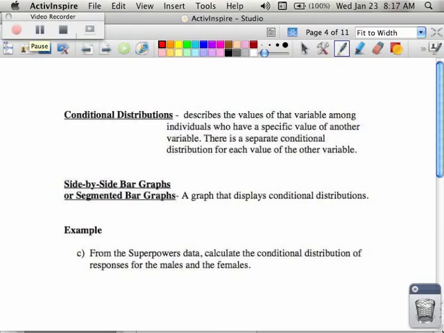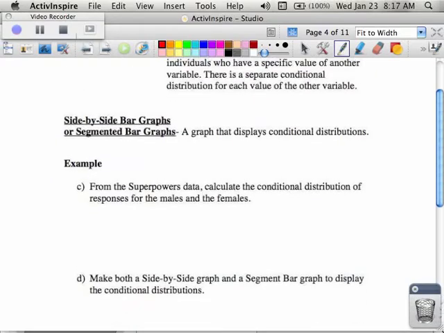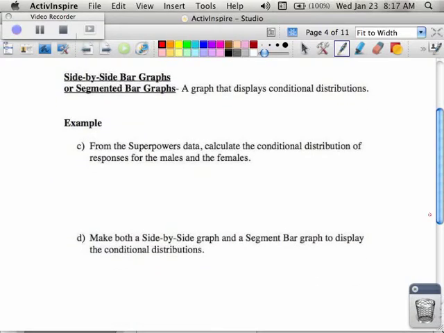describes the values of that variable among the individuals who have that specific value of another variable. There's a separate conditional distribution for each value of the other variable. So this is talking about the specific powers, for example, kind of deal. So looking at side-by-side comparison, you can do two different things. You can do a segmented side-by-side bar graph or a segmented bar graph.